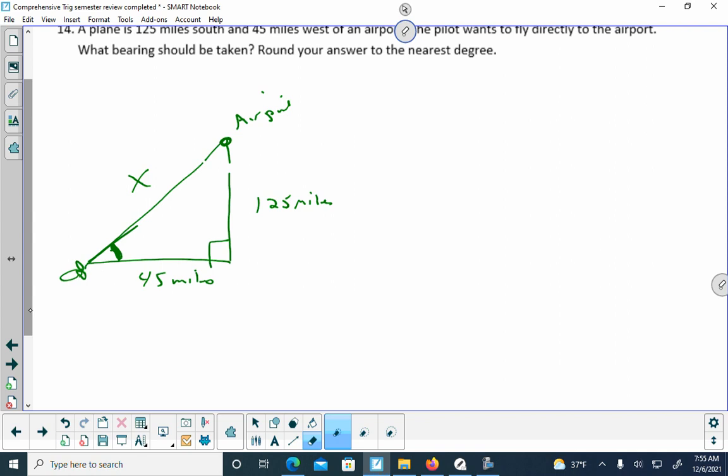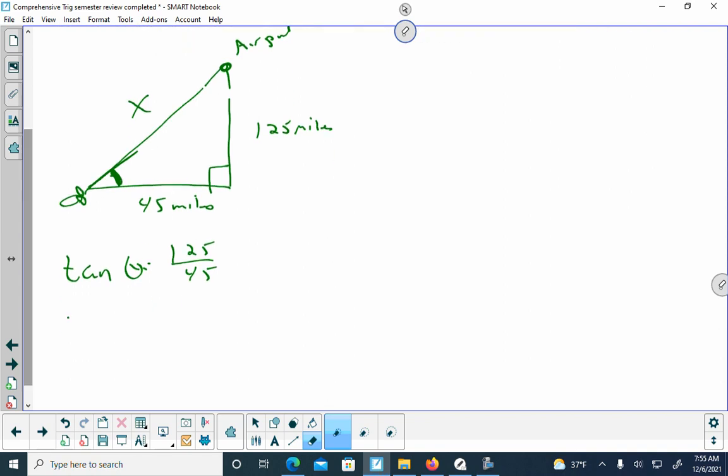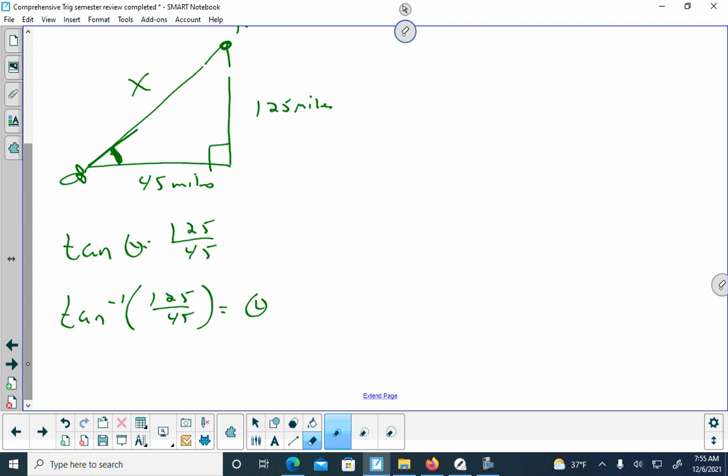So I have the opposite and adjacent. So I'm going to first start by saying the tangent theta is equal to the opposite over the adjacent. In order to solve this, since I'm looking for an angle, I'm going to have to do the inverse. So I'm going to say inverse tangent of 125 over 45 is equal to theta. When I do that, in degrees, I get 70.2 degrees.